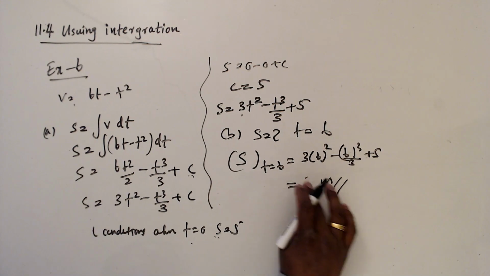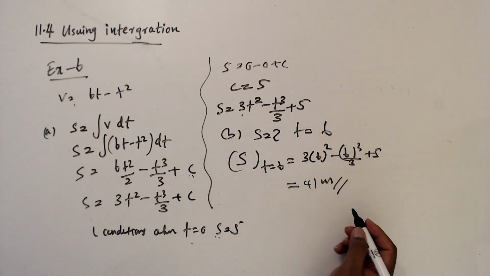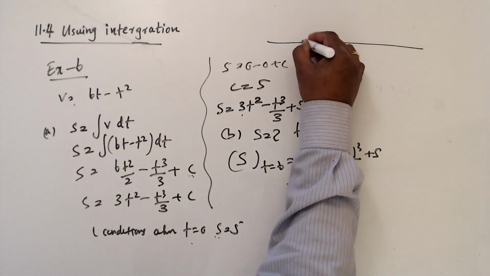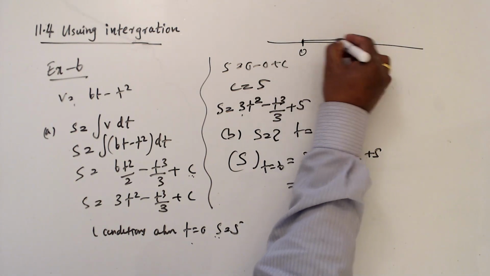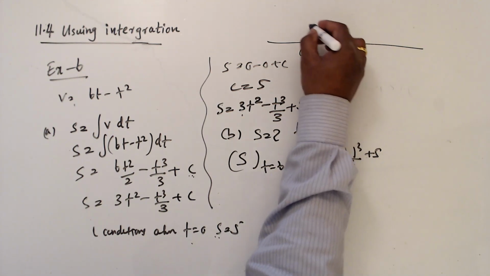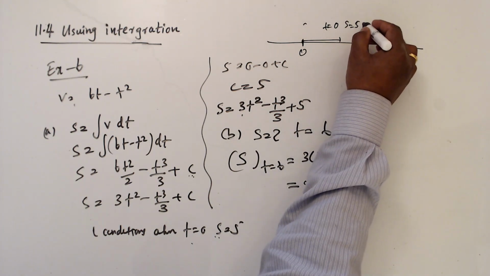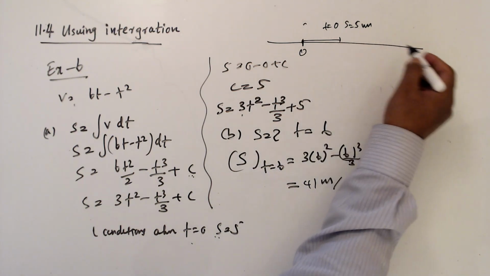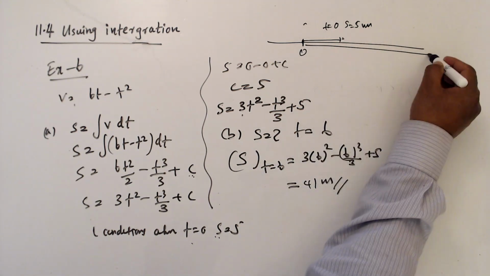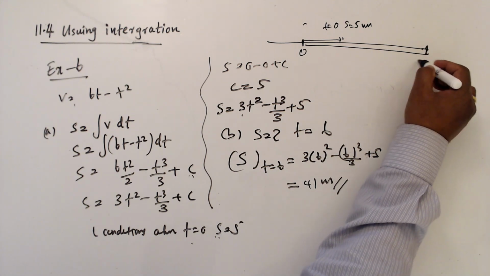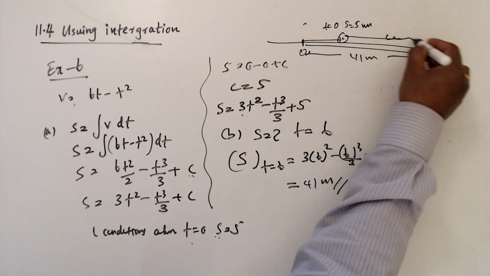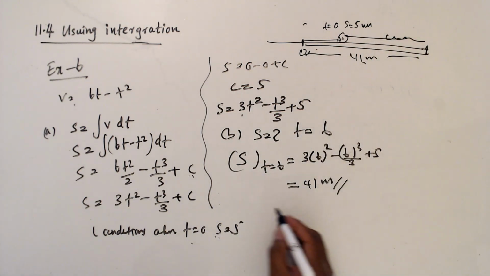This value is actually 41 meters, and we didn't answer the question yet. So this is the line. Assume this is the origin, it's starting. When t equals 0, the distance is 5 meters. It is here. And when t equals 6, it will go up to here, 41 meters. So from the starting point to this distance is 41 minus 5.